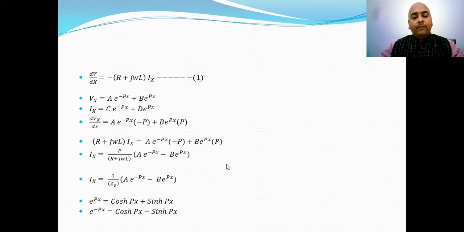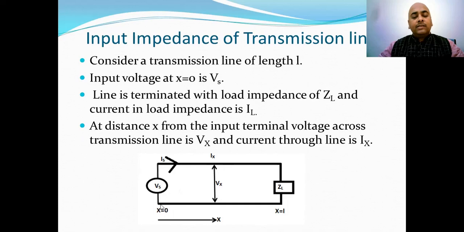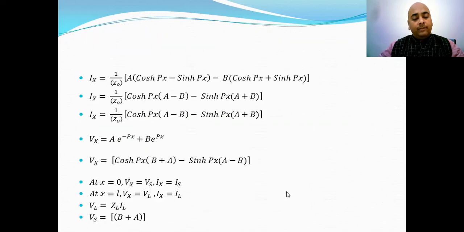Now our aim is to find the values of constants A and B for the line that we have defined by using the conditions that at x equal to 0, voltage is Vs and current is Is. Similarly, at x equal to L, voltage across the load is VL, current into the load is IL, and voltage and current in the load are related by VL is equal to IL into ZL.